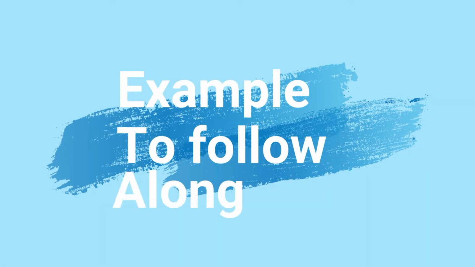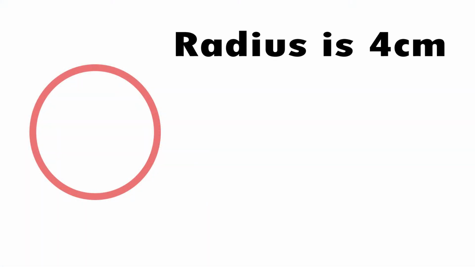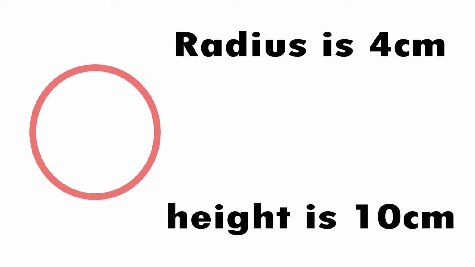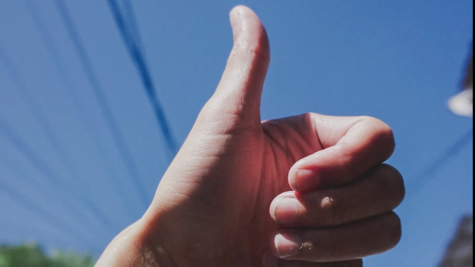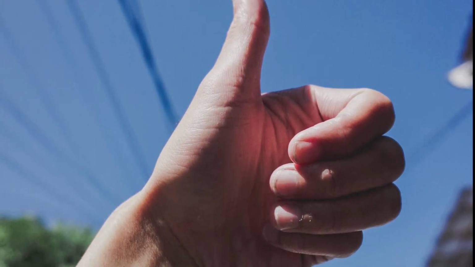Now let us look at an example to follow along. If the radius is 4 cm and the height is 10 cm, then the working would be as easy as this: pi times 4 squared times 10, which is equal to 502.65 centimeters cubed. So this is how you find the volume of a cylinder.